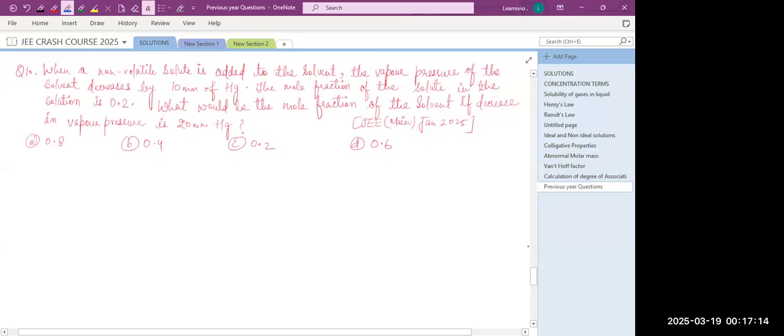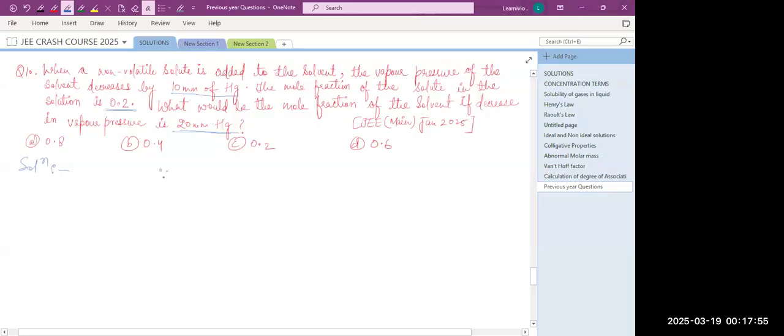Next question is, when a non-volatile solute is added to a solvent, the vapor pressure of the solvent decreases by 10 mm of Hg, and the mole fraction of the solute in the solution is also given, which is 0.2. Now, what would be the mole fraction of the solvent if the vapor pressure decreases by 20 mm of Hg? Again, very simple. Just remember the concept. When a non-volatile solute is added to a solvent, the vapor pressure decreases by 10 mm of Hg.